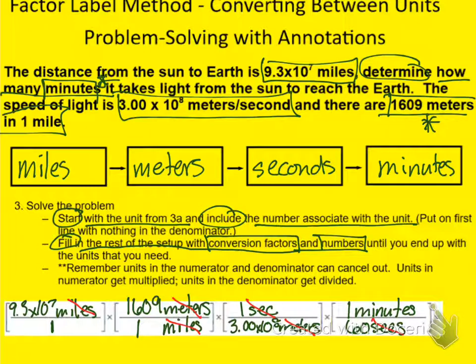So what do you enter, you might ask? First I'm going to start by typing in 9.3 times 10 to the 7th. Then I'm going to multiply by the 1609. Then I'm going to divide by the 3 times 10 to the 8th because it's on the bottom of the fraction bar. Okay. And then I'm going to divide by 60. That is the quickest and simplest way to enter that into the calculator.